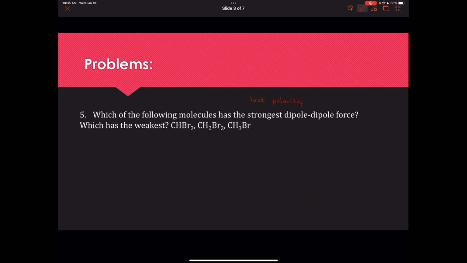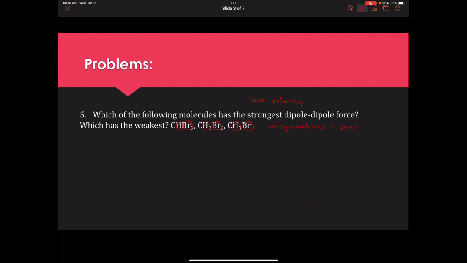So we need to look at these and identify who is more polar. Now remember we said that we could technically look at these formulas without drawing them out. Remember our carbon's our center atom. If we look at all of these, I've got hydrogens with bromines. That means all of these are going to be unsymmetrical. And if my molecule is unsymmetrical, it's going to be polar. So these are all polar molecules. So we're going to compare their polarity.